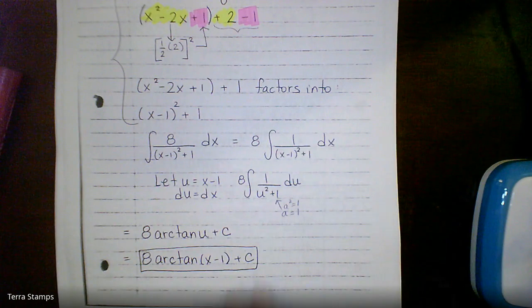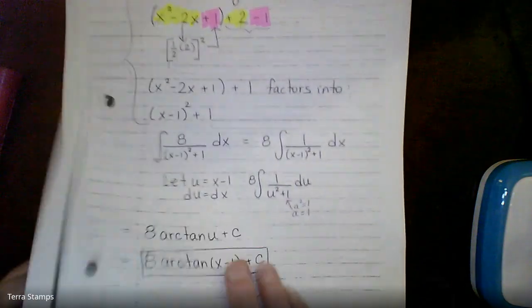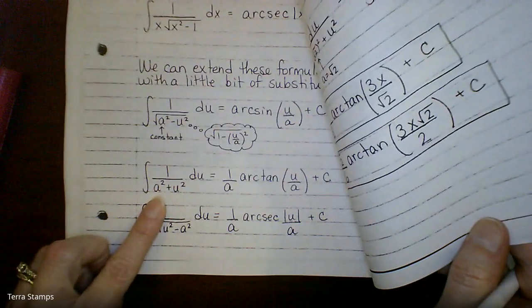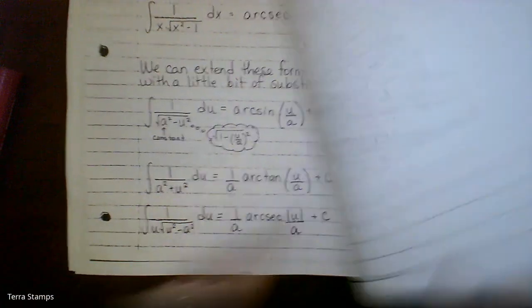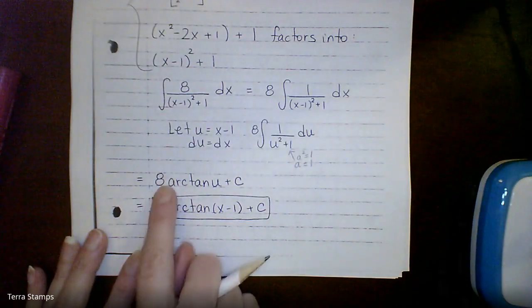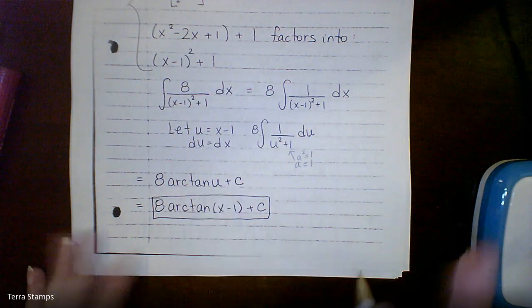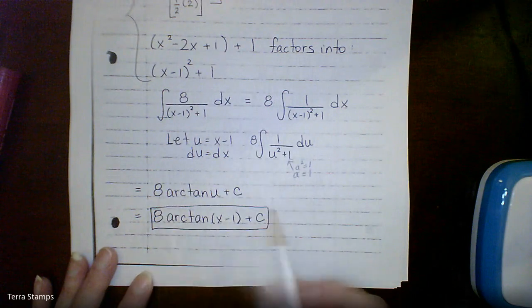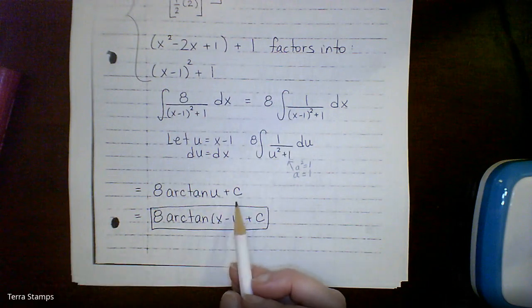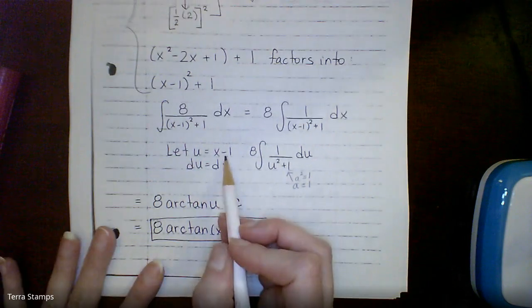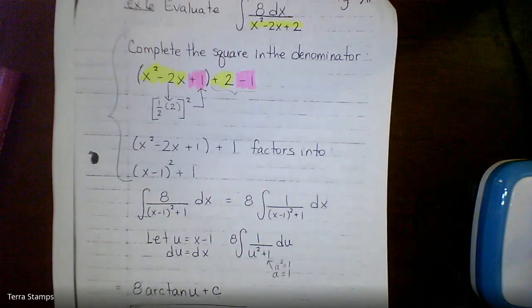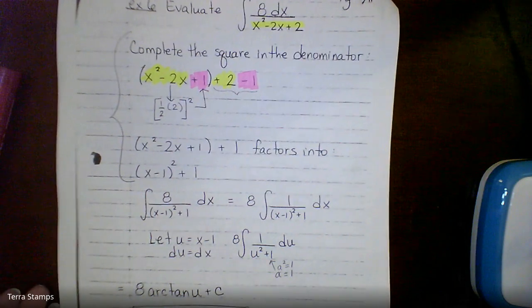So going back and using that arctangent formula from back here. Remember, a is 1, so that's why I did not write 1 over 1, u over 1. So that's going to be this constant multiple of 8, arctangent u plus c, and substituting back in for u. So the rough part of this one is that completing the square. That's where things can get messy.